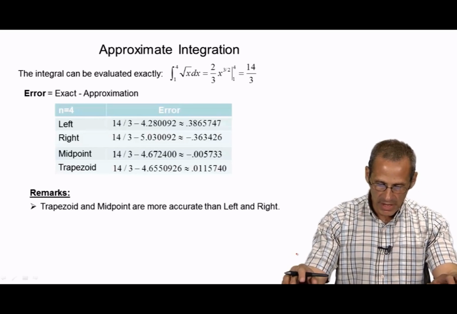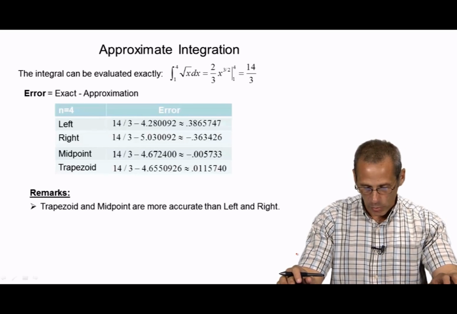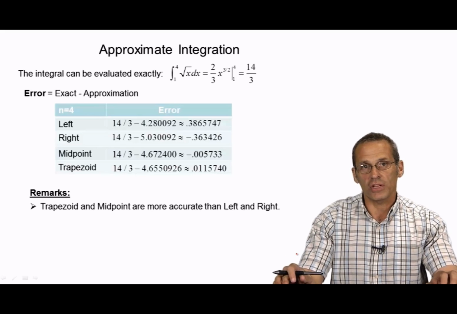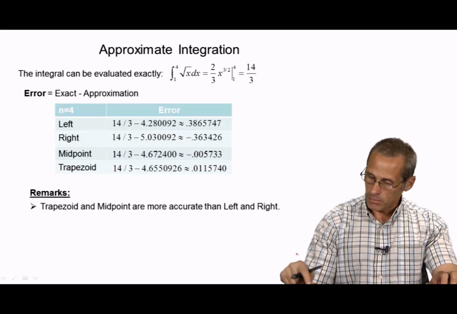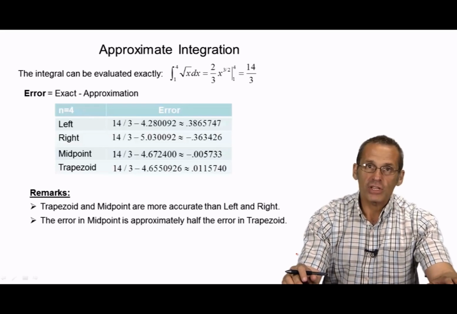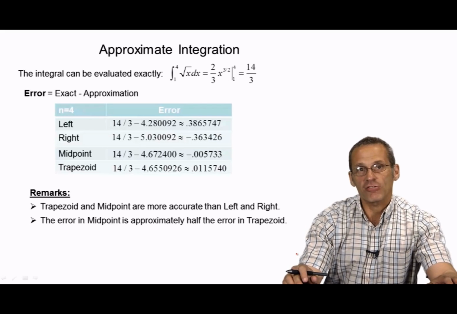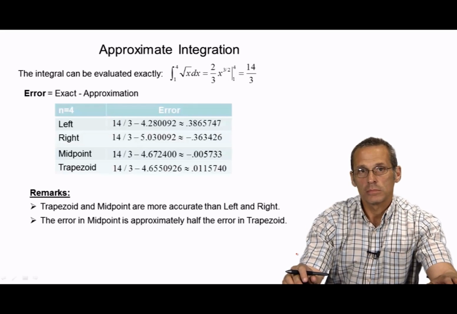A few remarks that we can make. The trapezoidal rule and the midpoint rule are more accurate in general than the left and right-hand sums, in that the error in the midpoint rule is approximately half the error of the trapezoidal rule.